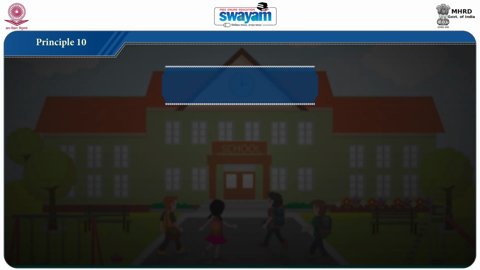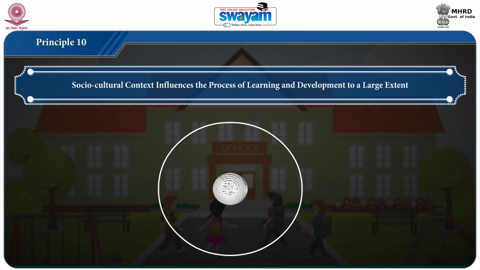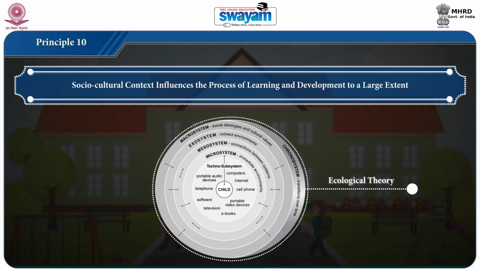The 10th principle is that the socio-cultural context influences the process of learning and development to a large extent. As proposed by the ecological systems theory, development and learning depend on the child's environment and the community as a whole in its broader context. Hence, the facilitator of an early learning center should be aware of the culture that the child hails from and provide relevant experiences, since a child's thinking is shaped by his or her culture.